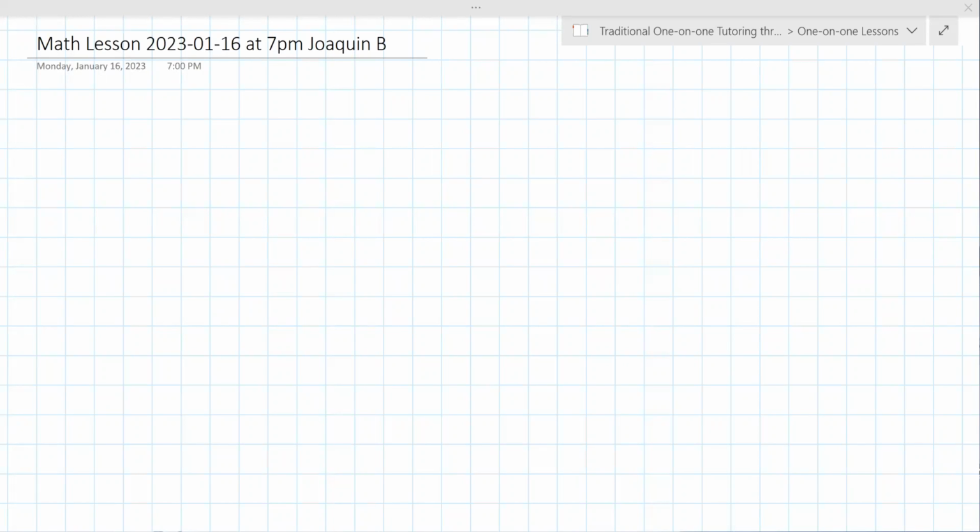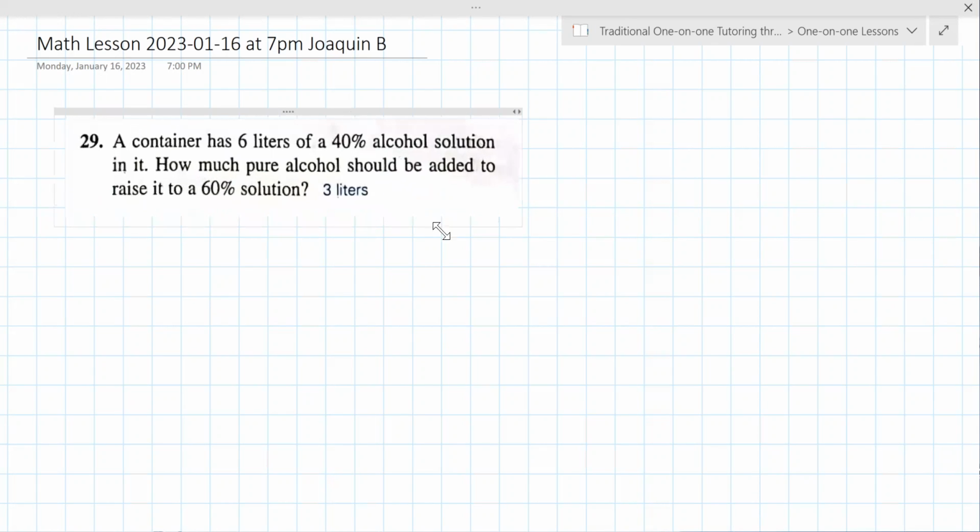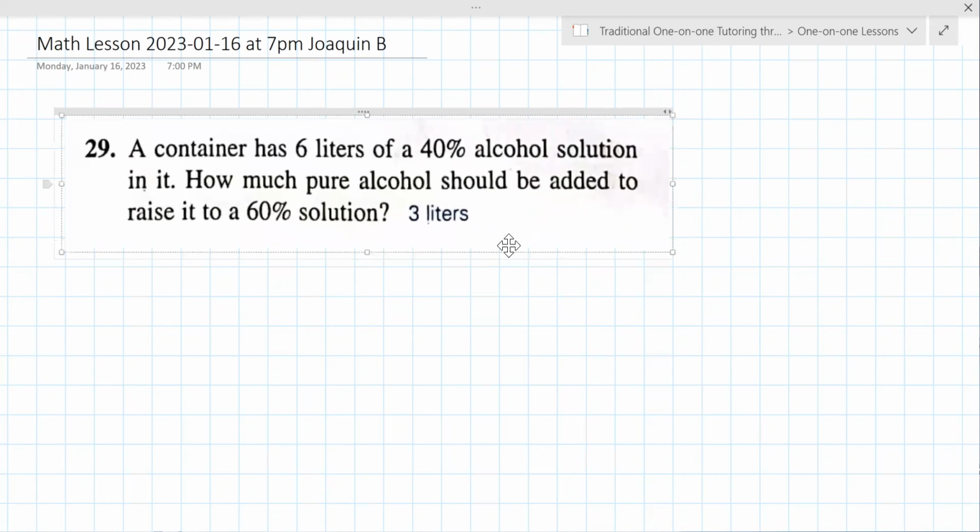Let's look at problem 29. I said 28, we'll do 29. This is not a distance rate time problem. A container has 6 liters of a 40% alcohol solution in it. How much pure alcohol should be added to raise it to a 60% solution?